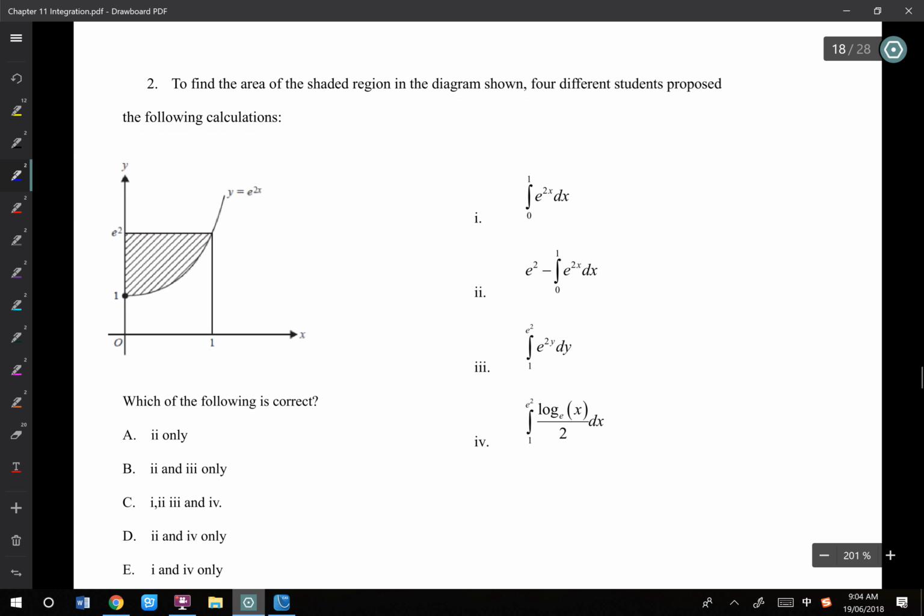Now I want to talk about the second example. This is a quite old question, but it's a very interesting one. Before we do that question, I want you to think about one thing.